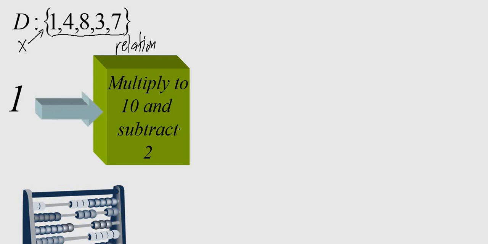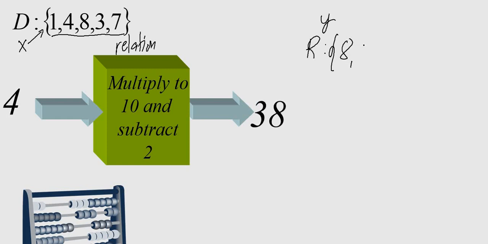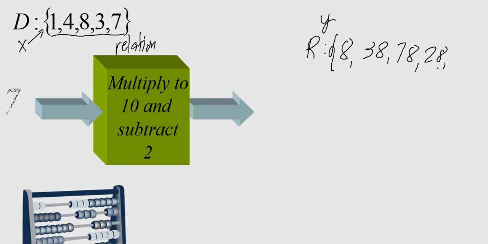So if we will put 1 into this relation, what would come out? It would become 8. Let's list that down. So our range, which is our y values, would be 8. Then if we would put 4, we would get 38. If we put 8, we would get 78. If we put 3, 28 will come out. And if we put 7, 68 will come out. Now, you might be wondering, wait up, sir, what happened?